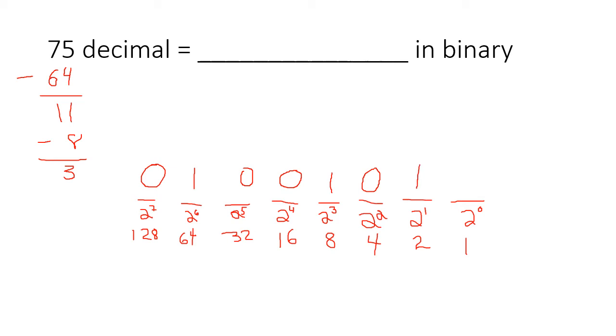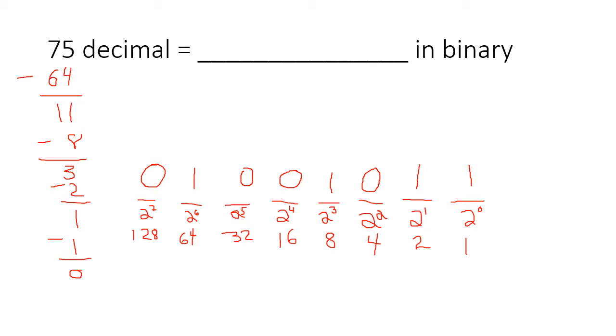But I could fit a 2 in there. So I put a 1 in the 2's place. I subtract that from 3. And lastly, I put a 1 in the 1's place. And now my remainder is 0.